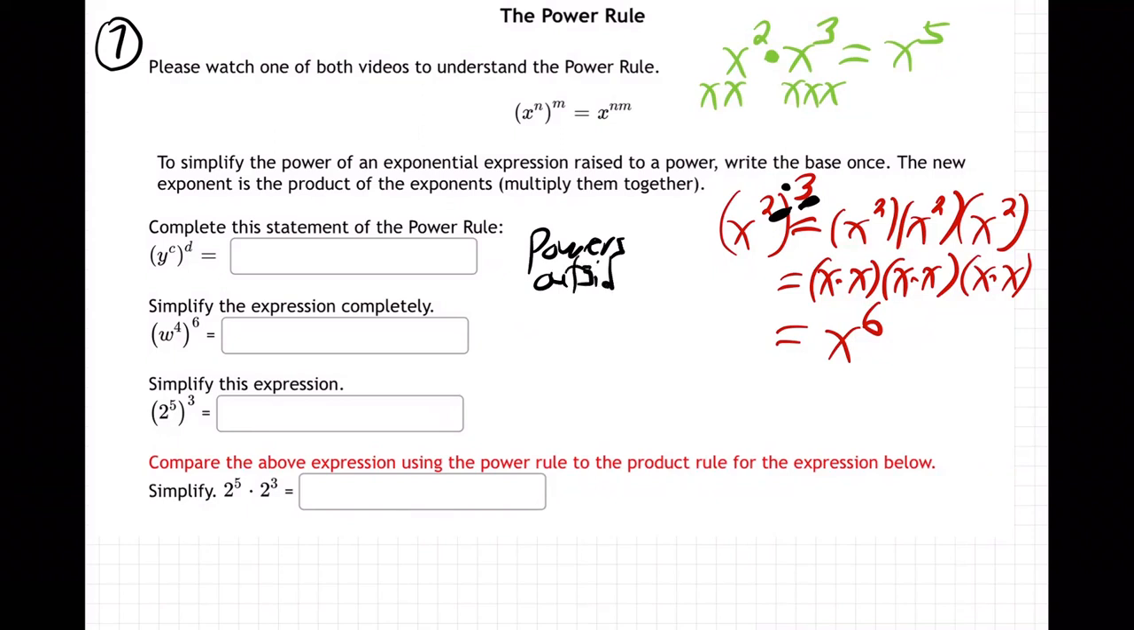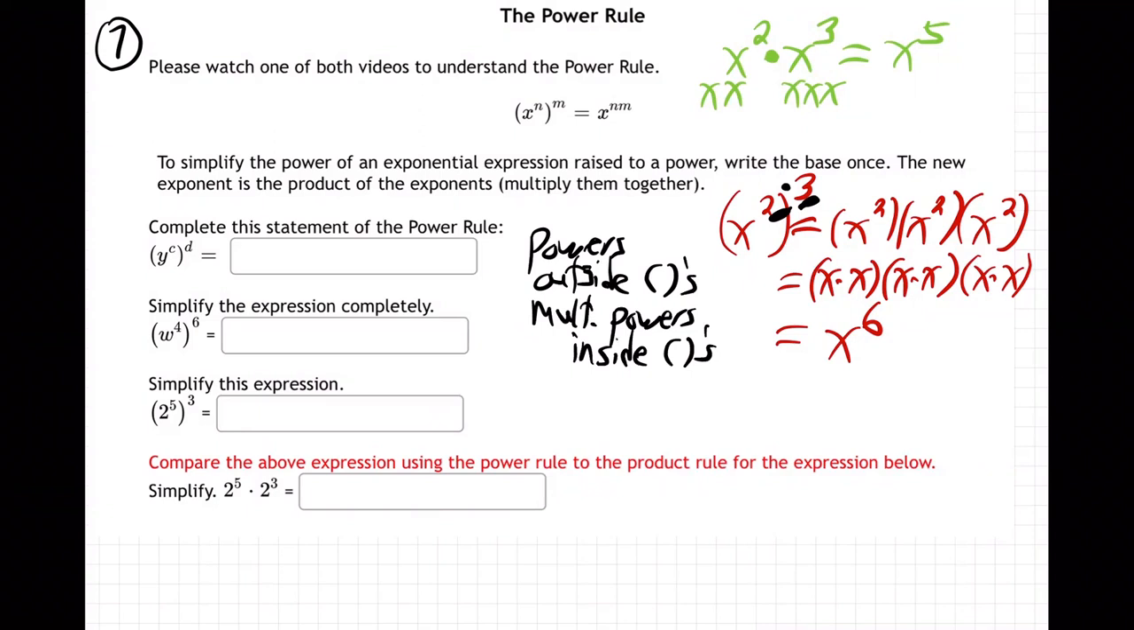So the rule we see is powers outside parentheses multiply powers inside parentheses, don't they? Okay.